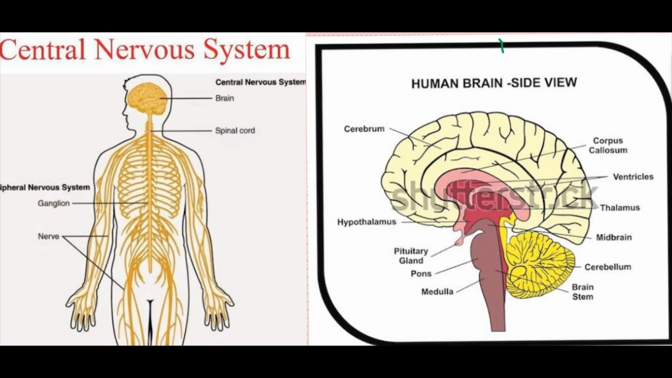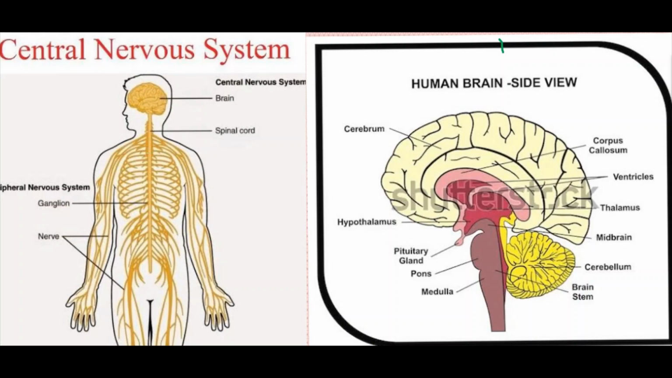The central nervous system is formed of two types of matter, white matter and grey matter, with respect to the presence or absence of myelin sheath. This we have already discussed: the central nervous system is formed of two types of matter based on the presence or absence of myelin sheath.